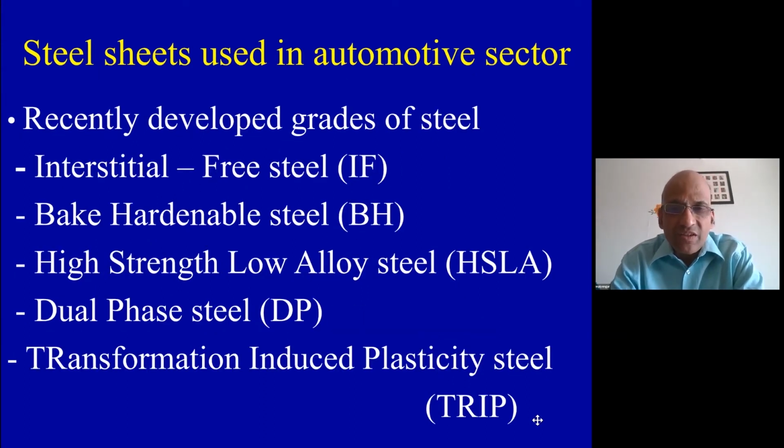And of course, if you look at the recent grades, then you have the IF steel, bake hardening steel, HSLA steel, and then what we call the advanced high strength steel. I'll talk to you on that separately. So essentially, these are the variety of steels that are available to us.